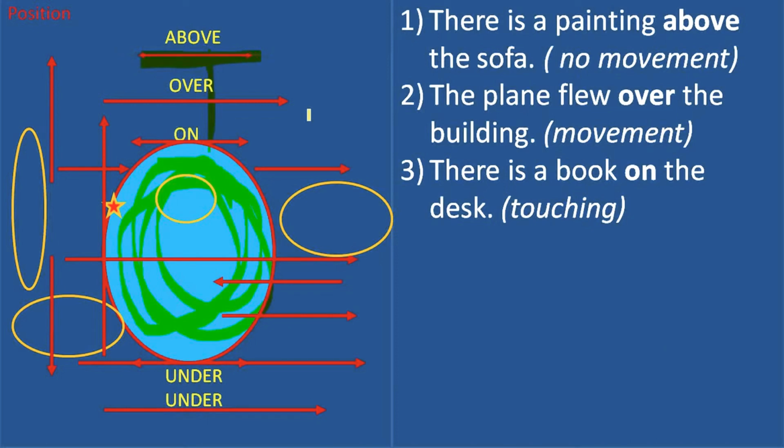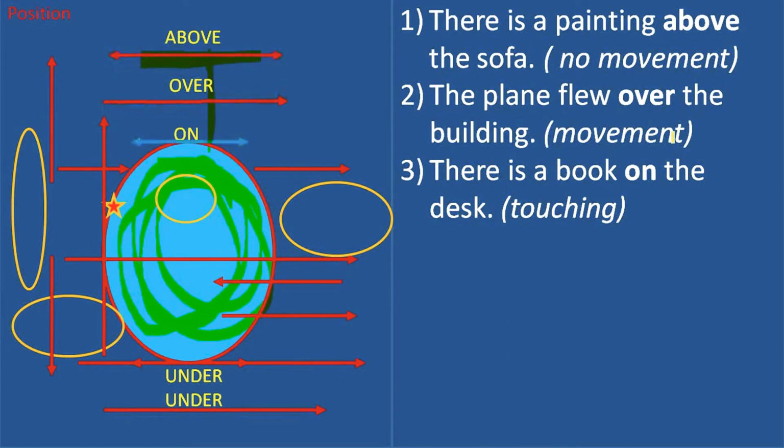Most importantly, we will use above when it will not move. It will be still. Clear? When something stays up something and it is maintaining some gap and it is still, that time we use above. Okay. When something will go over something with speed and it will not stay there, that time we will use over. For example, the plane flew over the building.